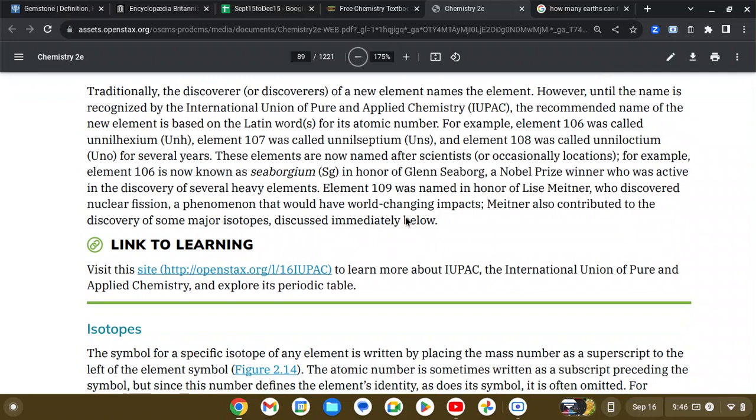These elements are now named after scientists or occasionally locations. For example, element 106 is known as seaborgium in honor of Glenn Seaborg, a Nobel Prize winner who was active in the discovery of several heavy elements. Element 109 was named in honor of Lise Meitner, who discovered nuclear fission, a phenomenon that would have world-changing impacts. Meitner also contributed to the discovery of some major isotopes, discussed immediately below.